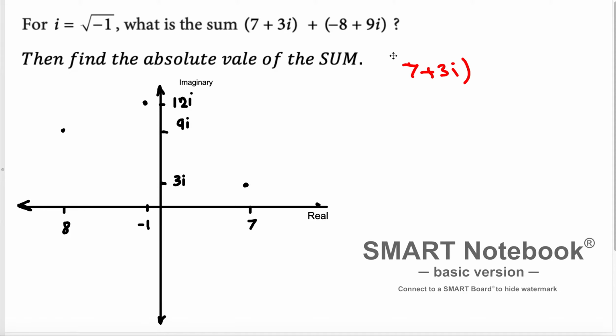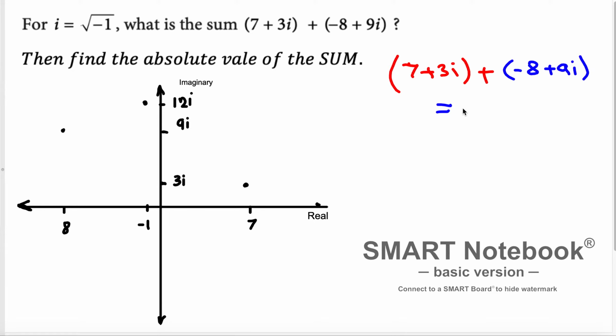So we are taking first a complex number, and the second one, let me write it with a different color, is a plus minus 8 plus 9i. And the sum is going to be equal, so let me write with a different color here, 7 minus 8. When we add those complex numbers, we are adding the real part with the real part and the imaginary part with the imaginary part.